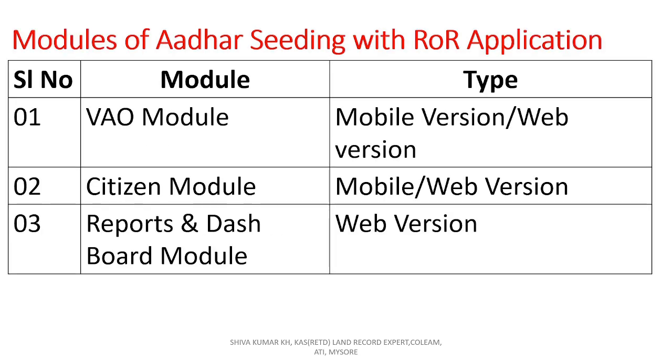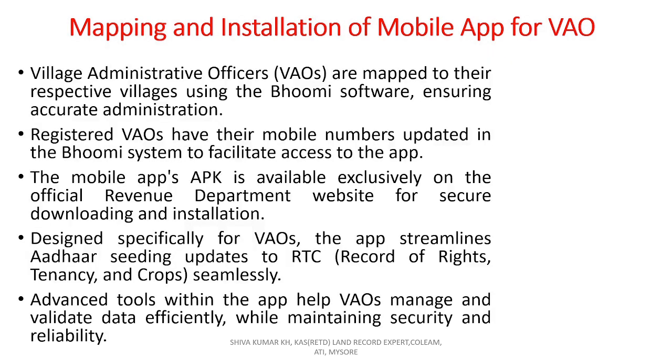So this Aadhar seeding module with Records of Rights has 3 modules. The first is the VAO module. The VAO module has a mobile version as well as a web version. Today I am going to talk about the web version. Secondly, the citizen module. In the citizen module, he can update his Aadhar number through his mobile or in the web version. And the third one is the report and dashboard module, which is also available in the web version.